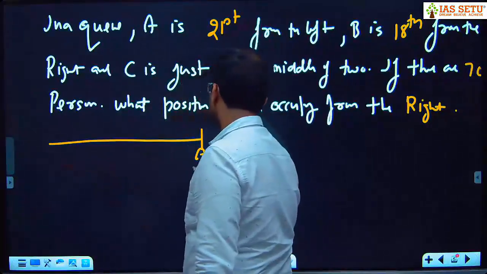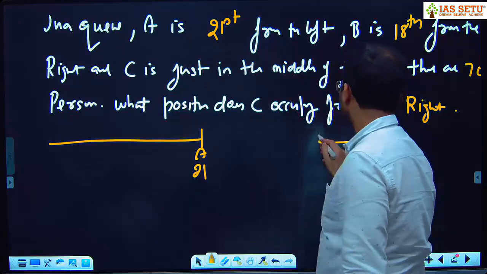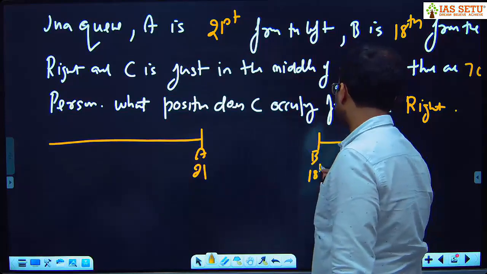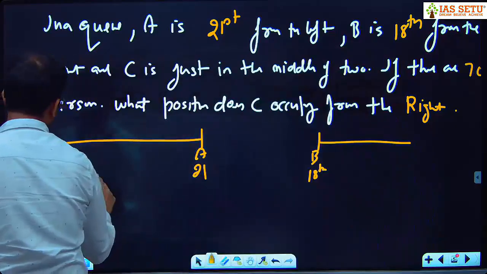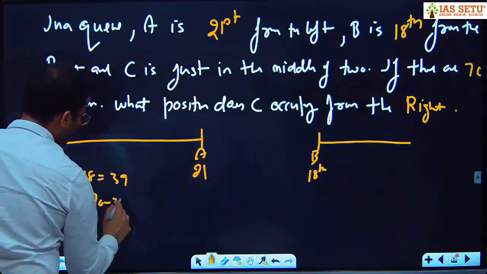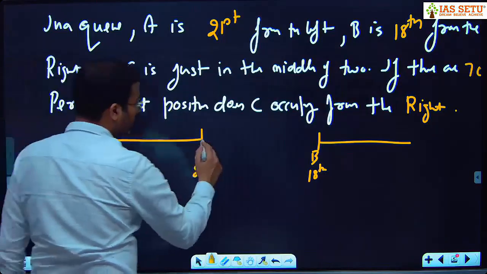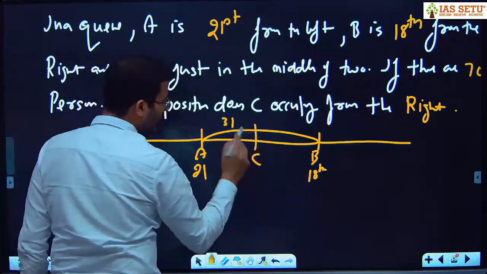This is A, which is 21 from the left. This is B, 18 from the right. So 21 plus 18, 39. 70 minus 39 leaves 31. So between A and B we have 31, which is C, one of them.